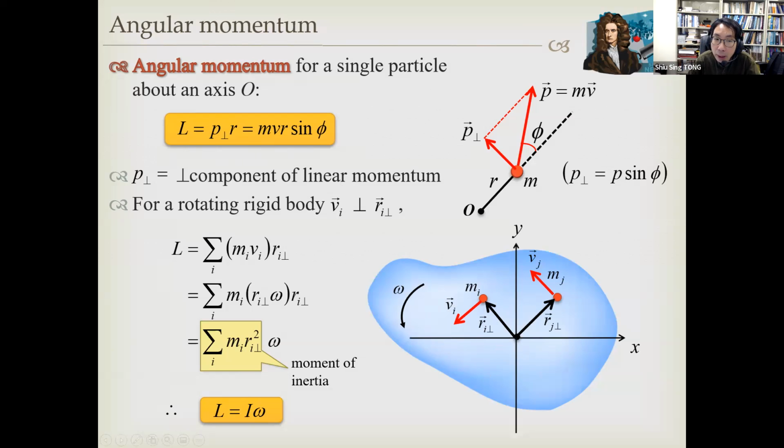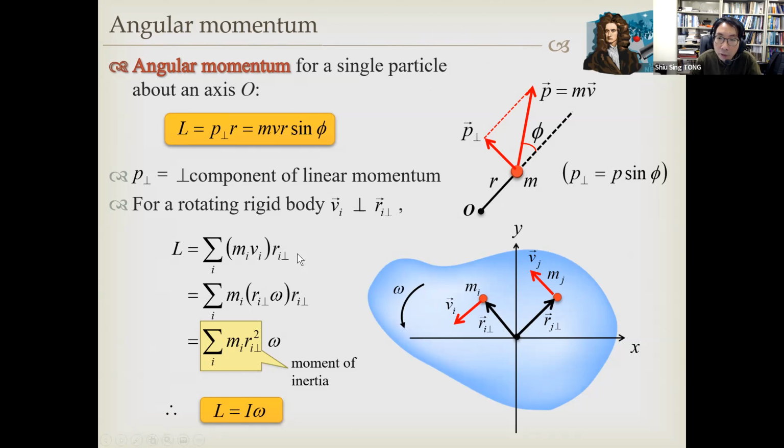And for a single particle, we have, for example, the particle i. This is a label that denotes the i-th particle. And for the particle i, the angular momentum is the linear momentum multiplied by the perpendicular distance. So we have m v_i multiplied by r_i perpendicular. This is the angular momentum for a single particle.